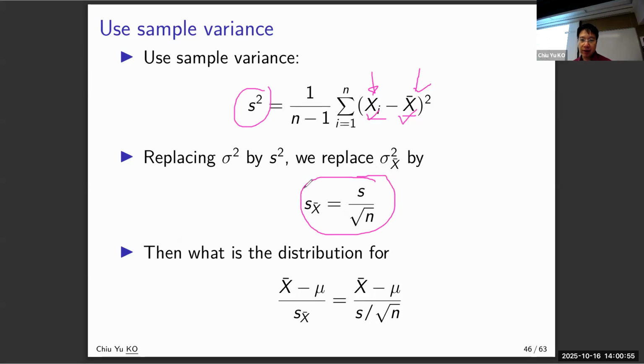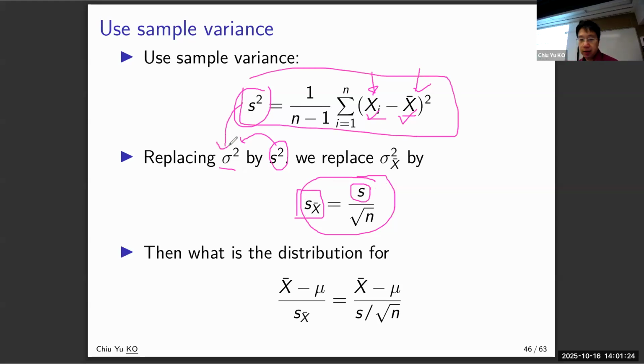Remember, this is the sample variance, right? And you use this to estimate the population variance. So the standard error, as an estimate, is just replaced by this. This is to estimate the sigma square. And once we have this, the problem is, now we have S instead of sigma square, right? So what does it look like?